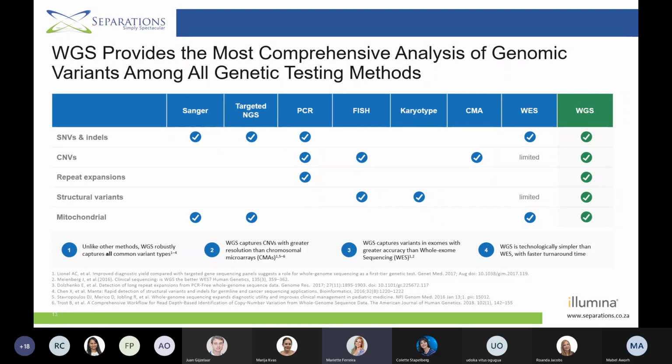So unlike other methods, the whole genome sequence methods are really robust, and they capture all the common variant types. It also captures the copy number variants with greater resolution than something like chromosomal microarrays, and it also captures variants in exomes with much greater accuracy than whole exome sequencing. Whole genome sequencing is technologically much simpler than whole exome sequencing, and it's also got a much faster turnaround time.